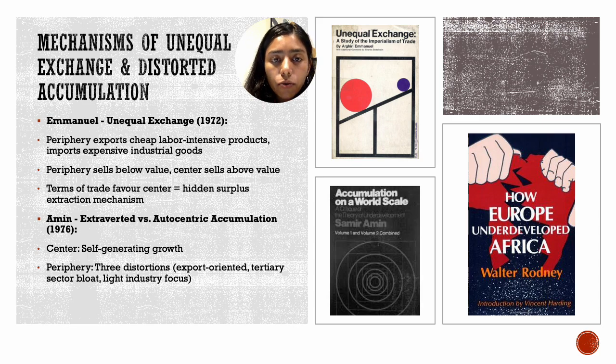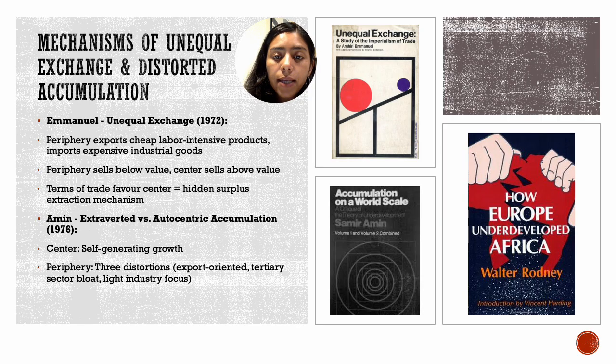So Samir Amin, who is also another dominant dependency theorist, further suggested that there was an international division between central and peripheral capitalist formations. This involved two modes of accumulation. So, autocentric accumulation in the center, where economic growth is self sustaining and internally driven through production, consumption, and investments, which are oriented towards meeting domestic needs and creating a virtuous cycle of development within the country itself.